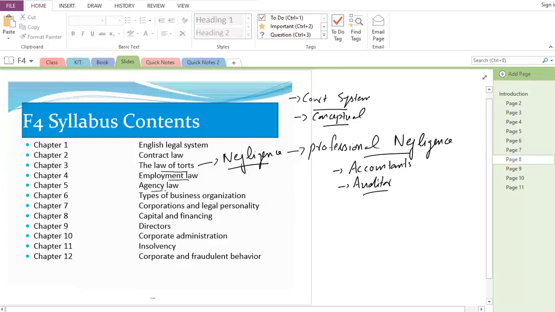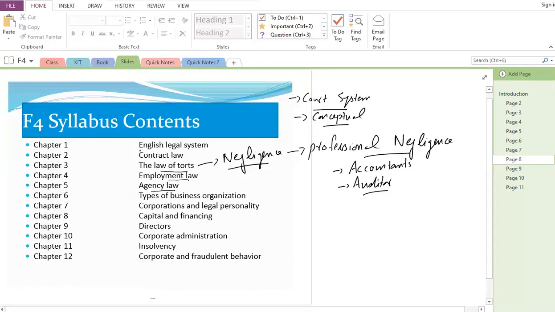In chapter 5, we are going to discuss the agency law. Nowadays, companies normally hire agents for different purposes. So when an agent is involved in a contract, whether the agent is responsible for any misstatement or the principal is going to be responsible, the fiduciary duties of the agent, the formation of the relationship of the agent, all these important matters will be discussed in chapter 5.